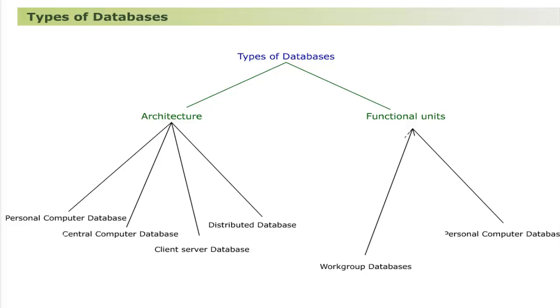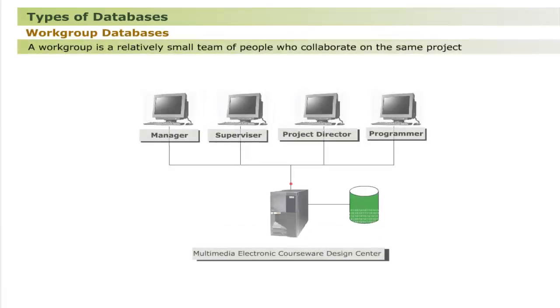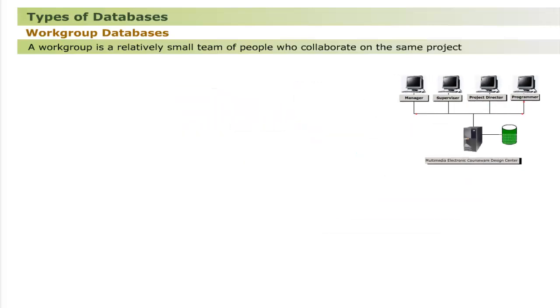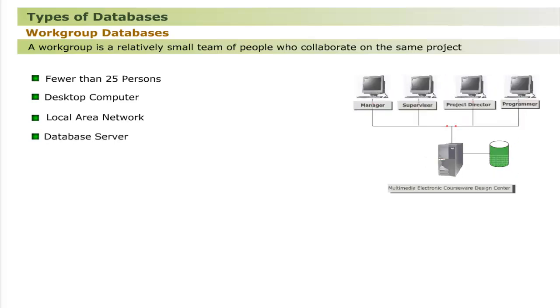Workgroup databases. A workgroup is a relatively small team of people who collaborate on the same project or application, or on a group of similar projects or applications. A workgroup typically comprises fewer than 25 persons. Each member of the workgroup has a desktop computer and the computers are linked by means of a local area network. The database is stored on a central device called the database server, which is also connected to the network.